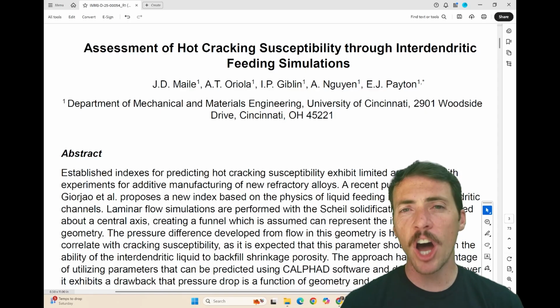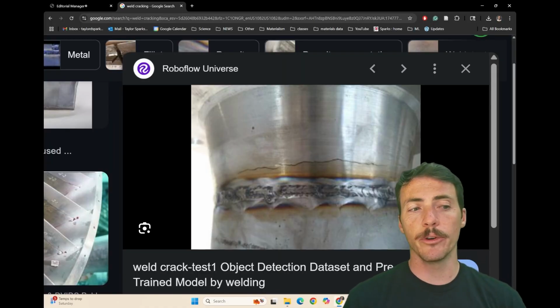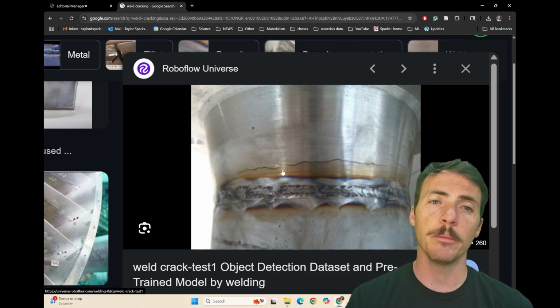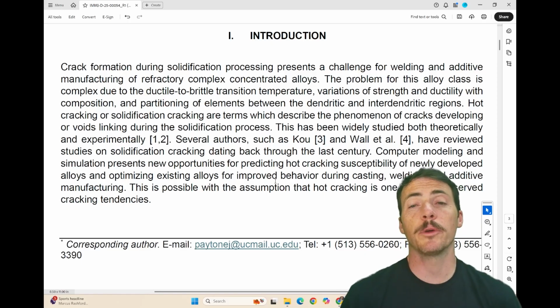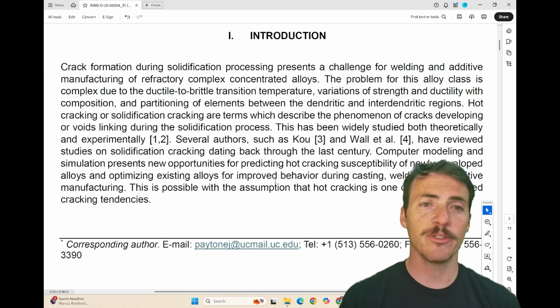Now, they're talking about hot cracking. So what is that? Hot cracking is when alloys crack, particularly during welding, casting, or 3D printing, and it is unfortunately a very common occurrence. Now, hot cracking has been around for a while, and it is complex and hard to understand. It's actually a fairly complex phenomenon going on.